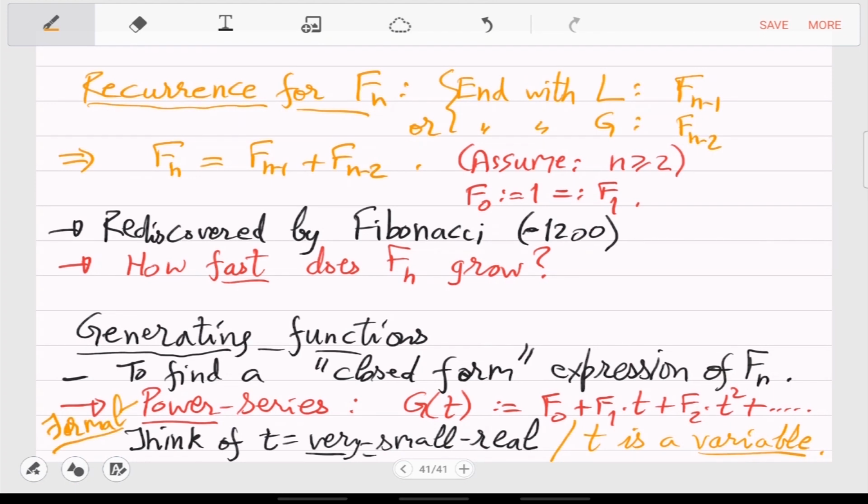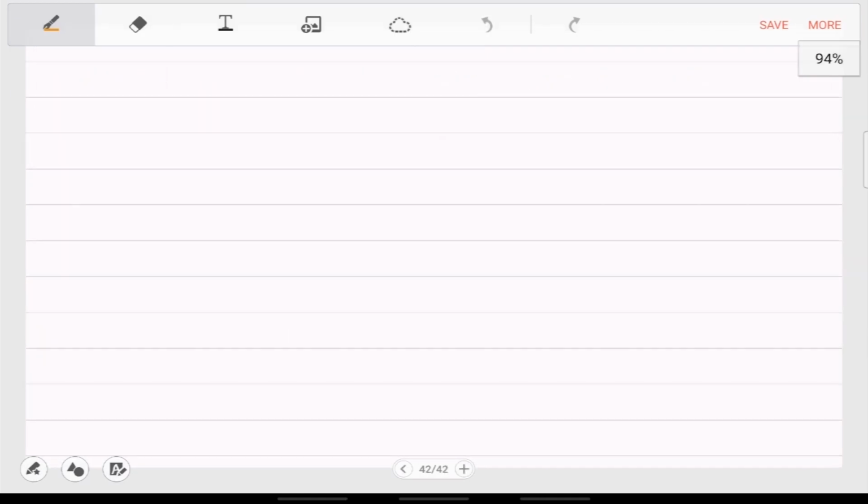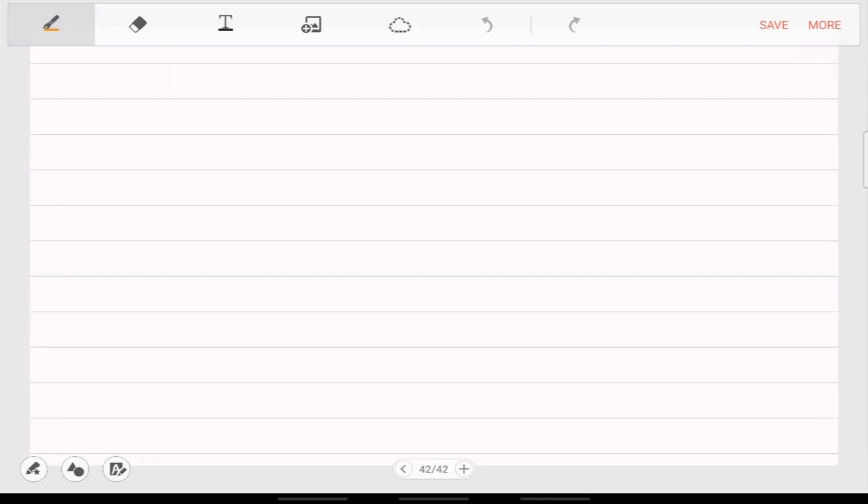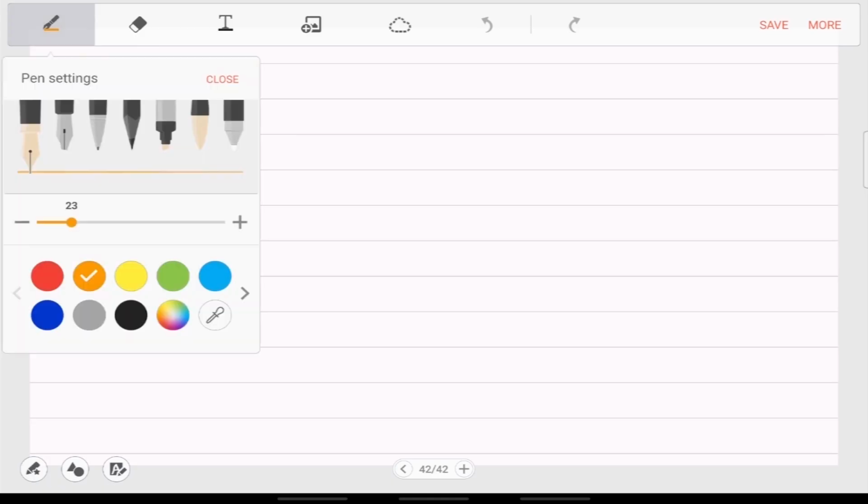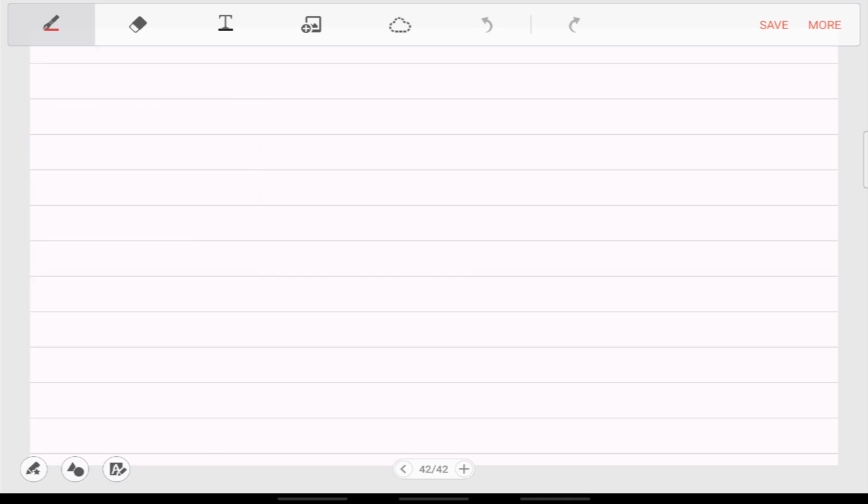Because there is a formal variable t attached, and then you can study properties of this separately. Let me not go into that, because that will be too much of a diversion, and we want to converge. You can just read that up.